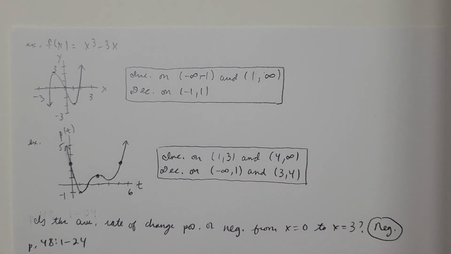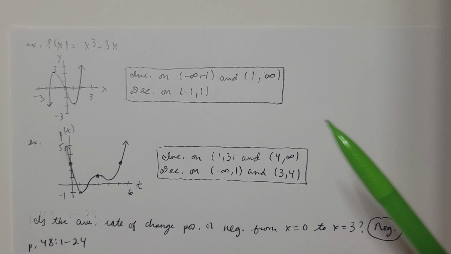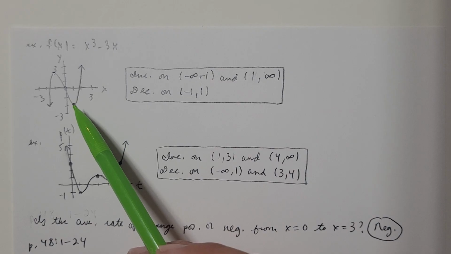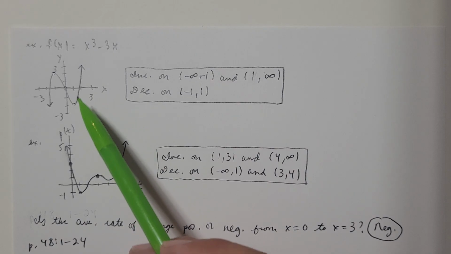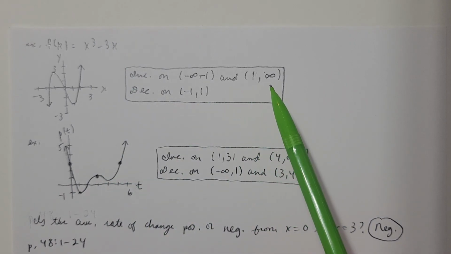And then, let's see, where else are we rising on the graph? It's going to be anywhere that's bigger than 1. If I scan the graph from left to right, anywhere that's bigger than 1, I'll also be rising on the graph. So from 1 to infinity.